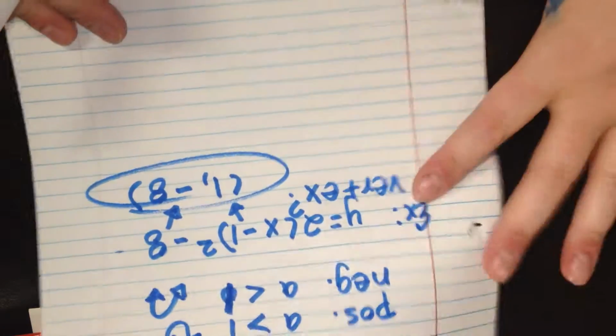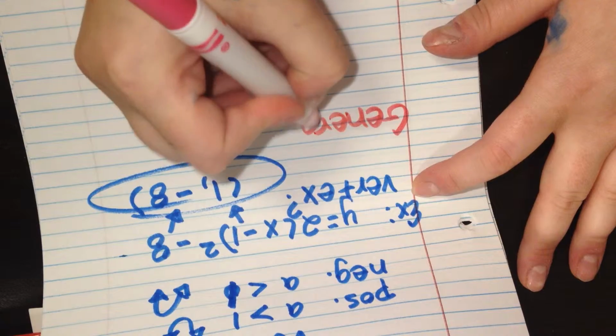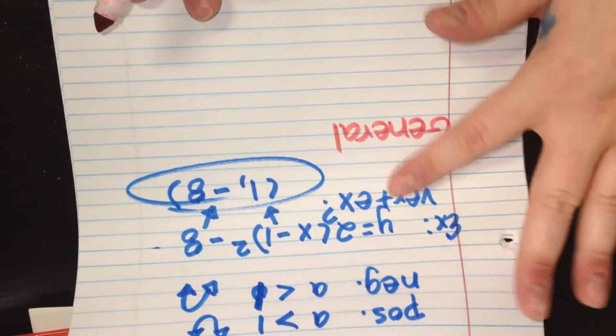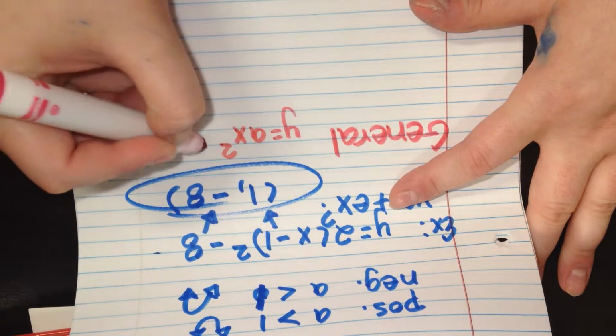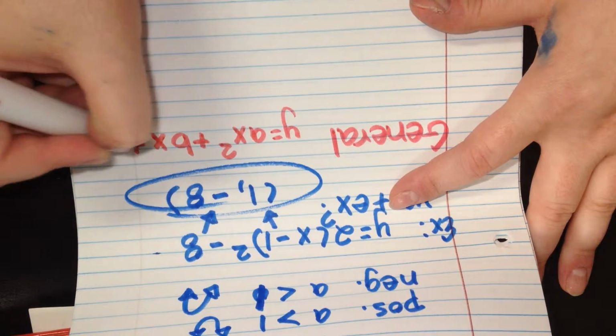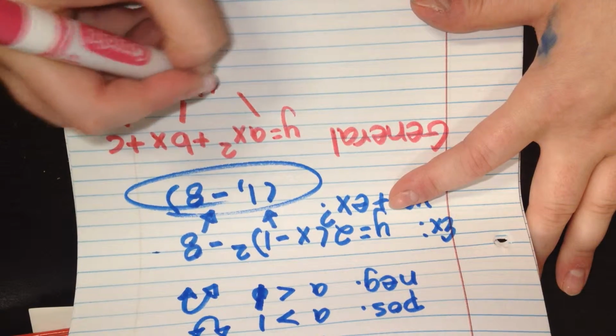Okay, now we're going to go over a different form called the general form, and nobody really likes this form because you have to work a lot with it. The formula is y equals ax squared plus bx plus c, and this a, b, and c are all just numbers.